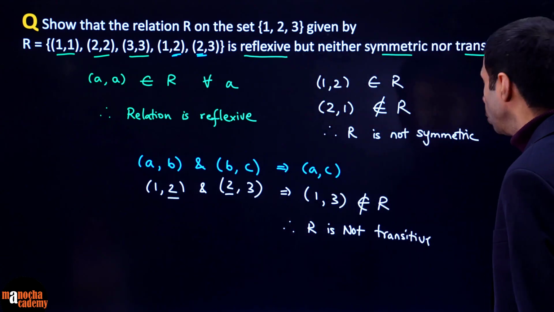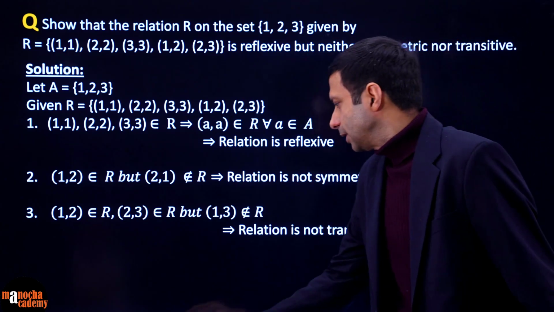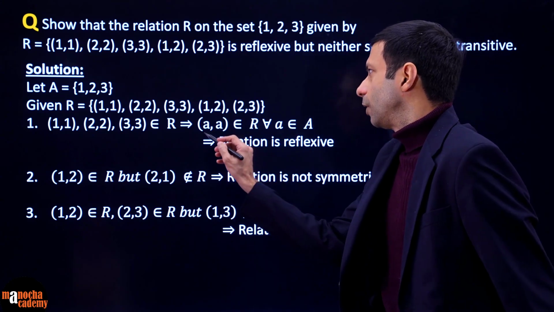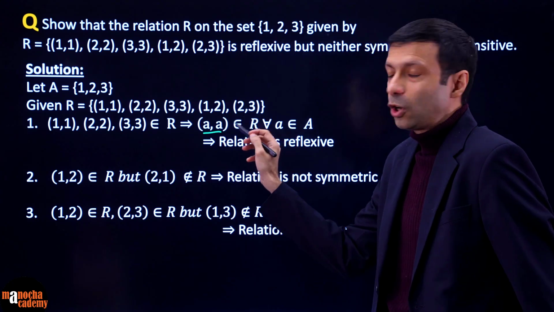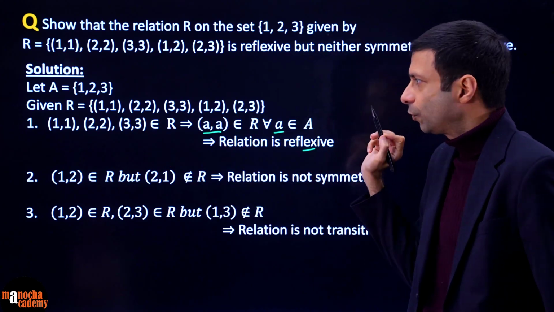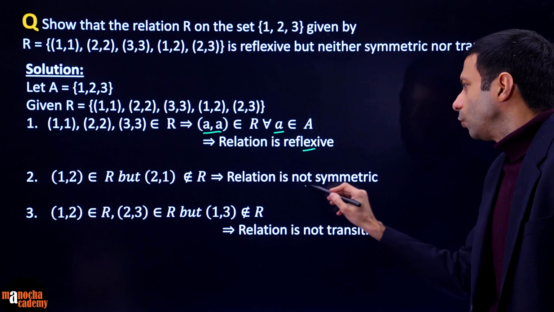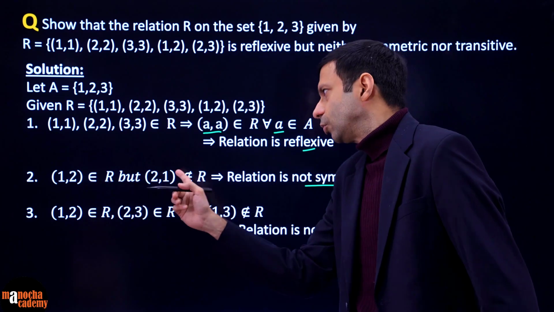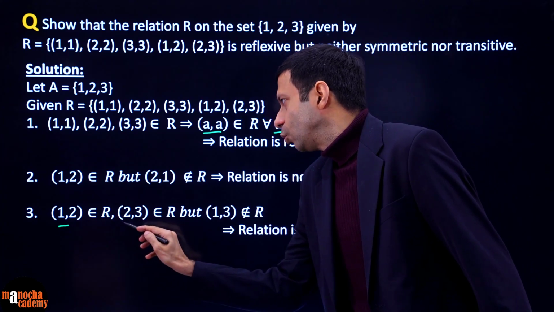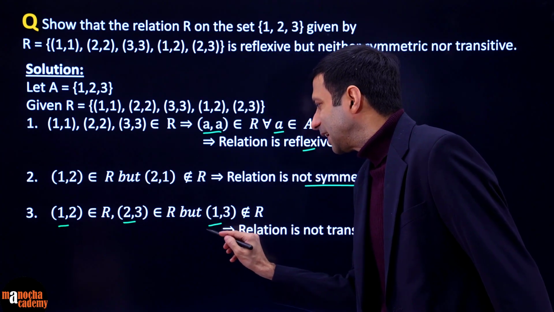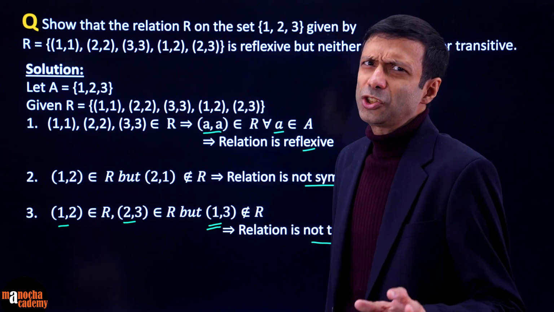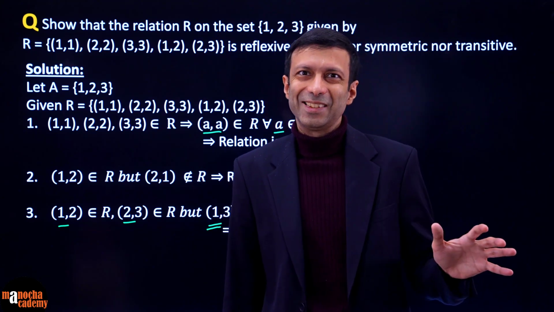And I'll also show you the formal working out here. So there you can see the same thing we have done here. For reflexive, we have to prove that all the (A, A)'s are there, right? For all the elements. So (1, 1), (2, 2), (3, 3), we have proved that. Not symmetric, we proved with this case, remember, (1, 2) belongs to the relation, but (2, 1) does not. And transitive property, we use this (1, 2), (2, 3) belongs to R, but this guy is not there. So it is not transitive. Clear? So simple question, just apply the properties and you're done.